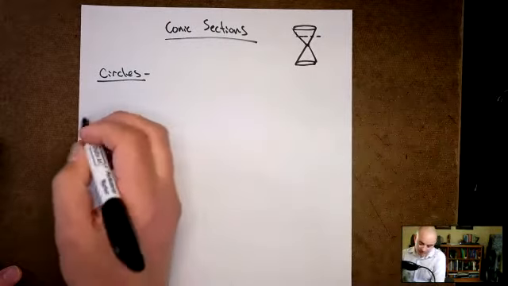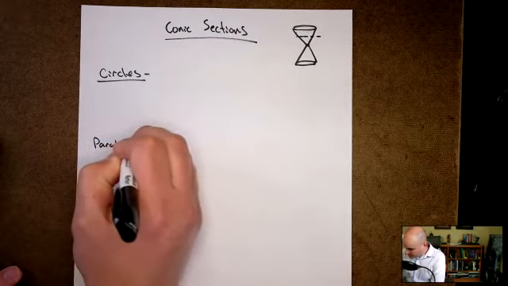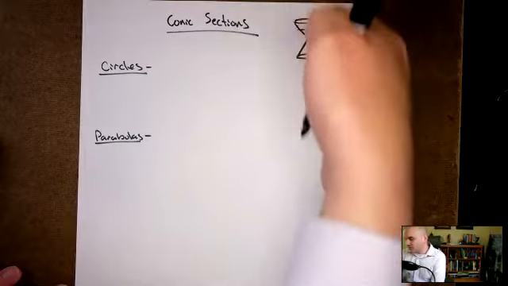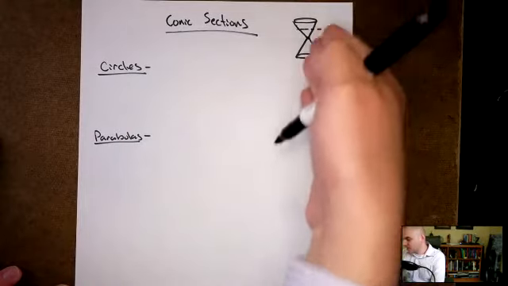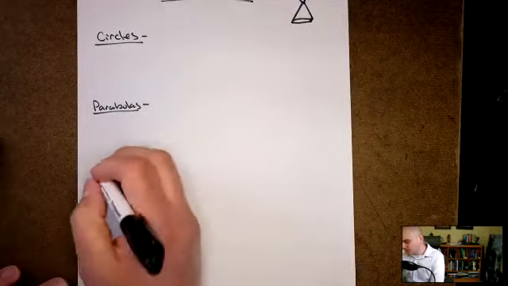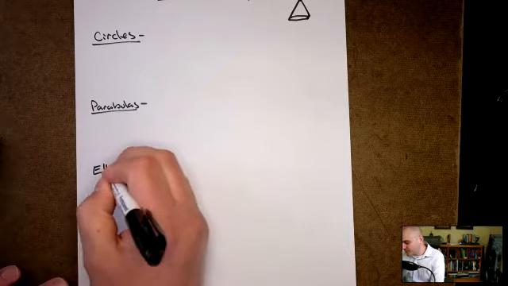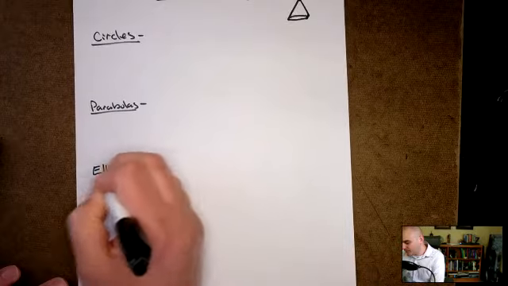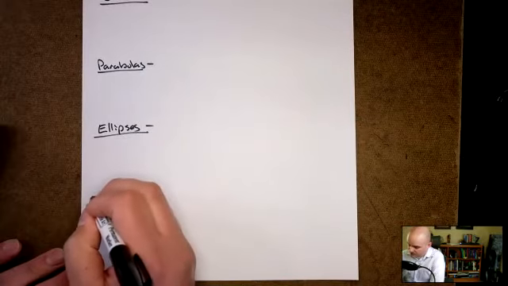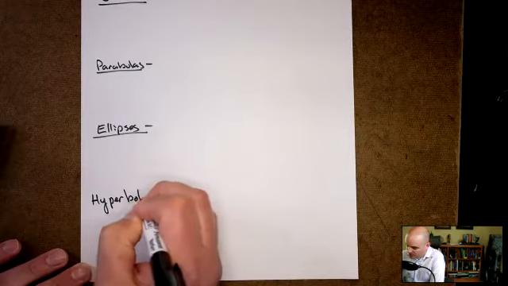We have parabolas. Now we've studied parabolas a whole bunch already, but if you slice it maybe vertically at an angle or something like that, you usually get a parabola. We have ellipses. And then we have hyperbolas.